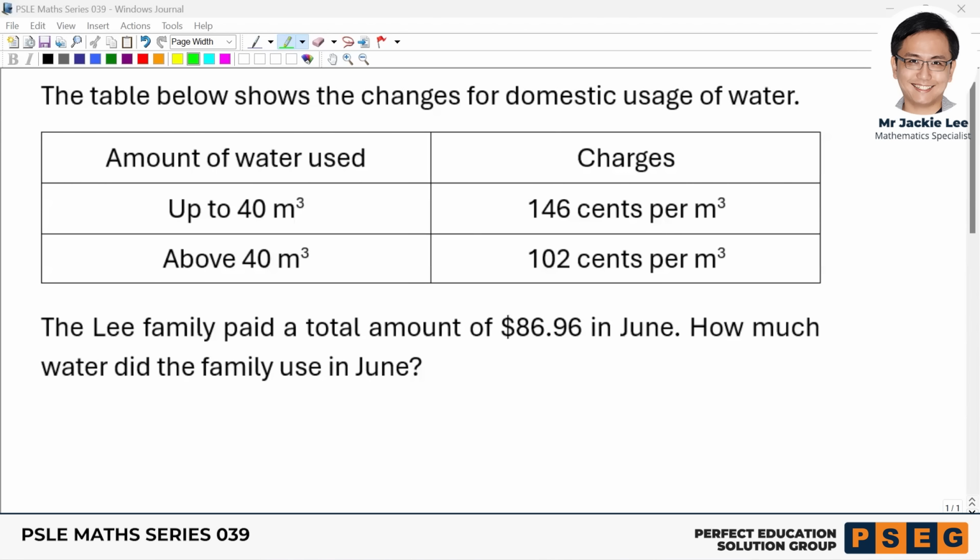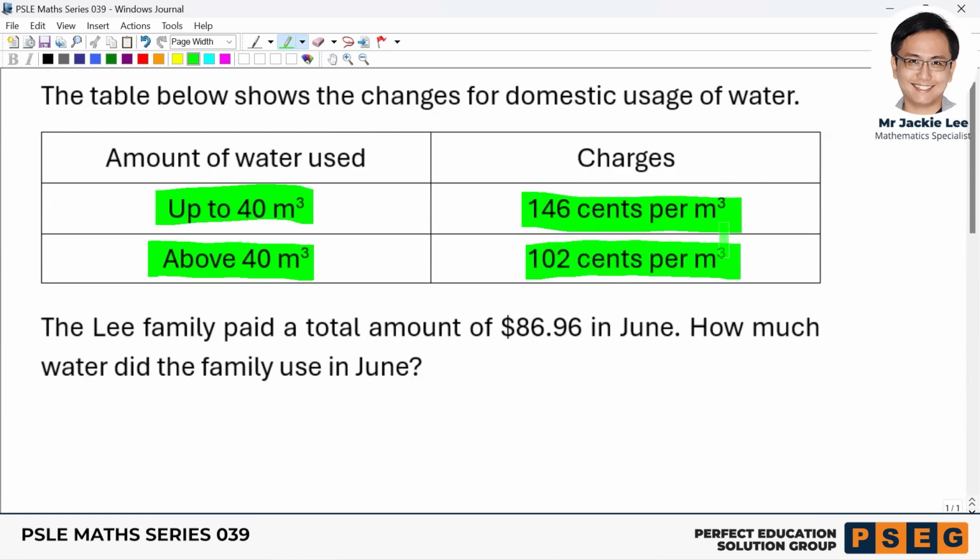Question: the table below shows the changes of the domestic usage of water. For the first 40 meter cube, it is 146 cents per meter cube. Then above 40 meter cube, it will drop to 102 cents per meter cube. Then the Lee family paid this amount in June. Just simply calculate how much water was actually used.